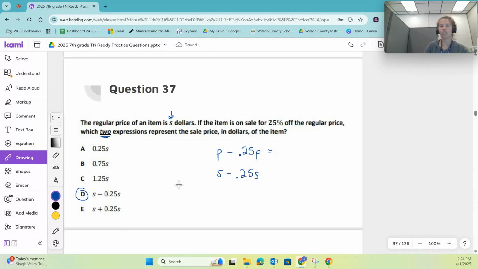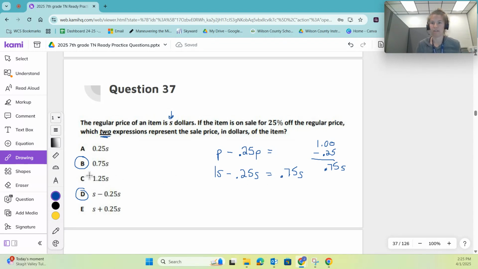So one thing I do want to recognize here, now we're finding an equivalent expression to this. This is our starting point. Remember, the imaginary number here in front of S is 1. Now I can do 1 minus 0.25. It's a dollar minus 25 cents, and I get 0.75S.